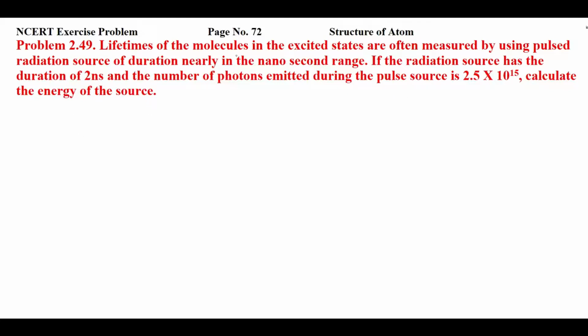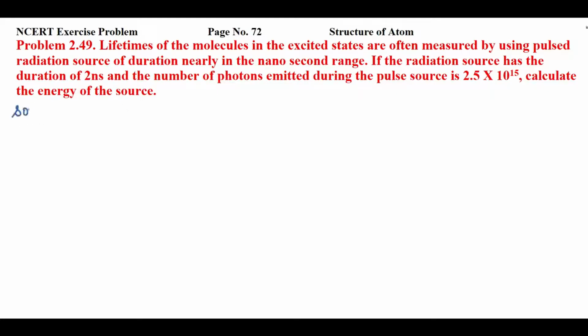In this question, you have to measure the lifetime of the molecules in their excited state, and for this they are using pulsed radiation source, and it measures the lifetime of the molecules in nanosecond range, right? If the radiation is having a duration of 2 nanosecond and the number of photons emitted during this time is 2.5 into 10 raised to power 15, you have to calculate the energy of the source, right?